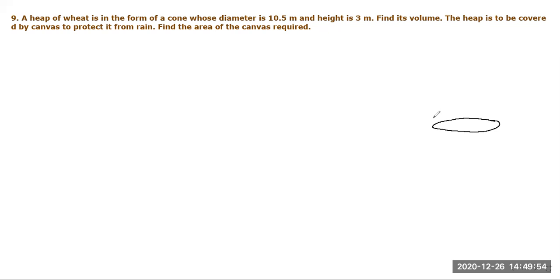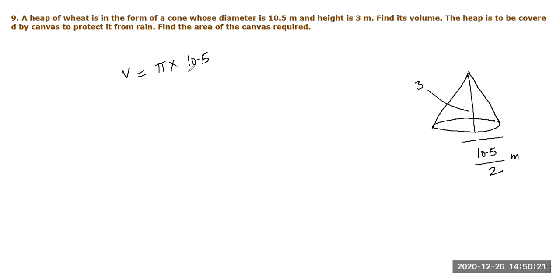Heap of wheat. So this is a heap of wheat. A heap is always like this. It is in the form of a cone whose diameter is 10.5 meters, so obviously the radius will be 10.5 divided by 2 meters. Height is 3 meters. Find the volume. Very simple. Volume will be one third pi r squared h, that is 1/3 into 22/7 into 10.5/2 into 10.5/2 into 3. This is the volume of a cylinder divided by 3. 3 cancels with 3, so we get the answer.